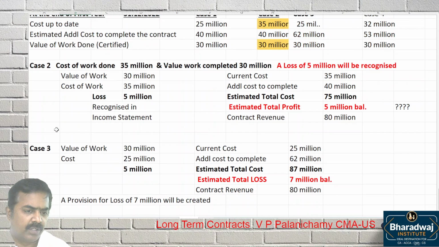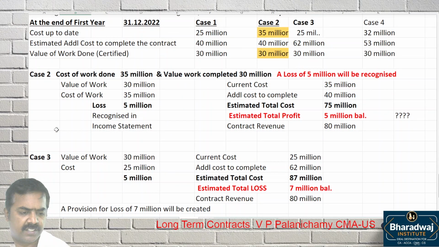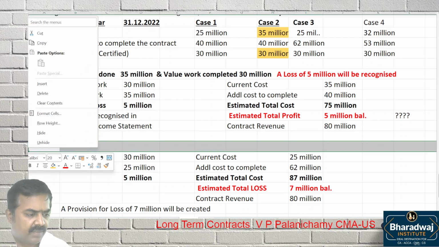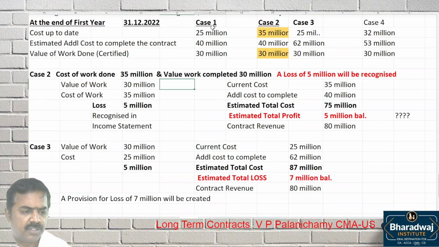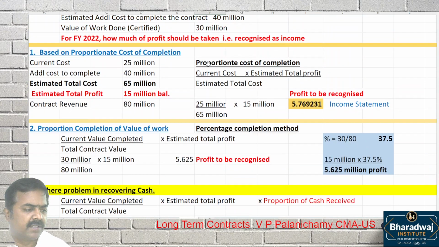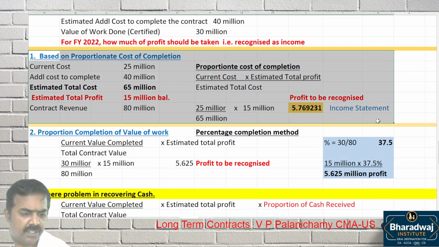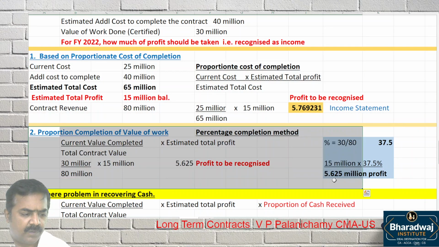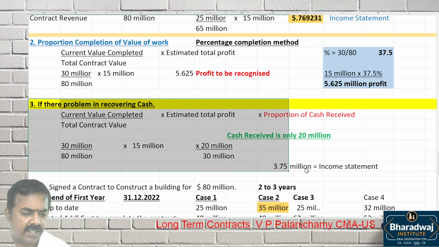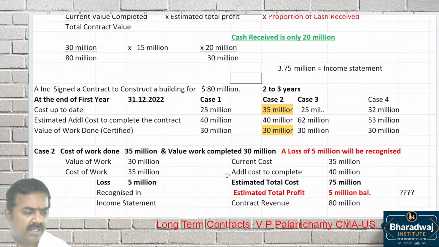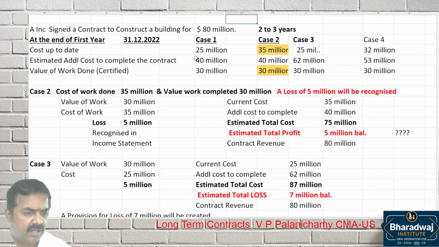So these are the 4 cases. Any one of the case can be tested in exam also with losses. Case 1 already we have done. This one already we have done by how many methods? 3. Based on proportionate cost, based on value of work done. If there is a problem in recovering cash also we have done. Case 1 is a profitable situation. Now I request you to take up case 2, case 3, case 4 and take up the solution also.